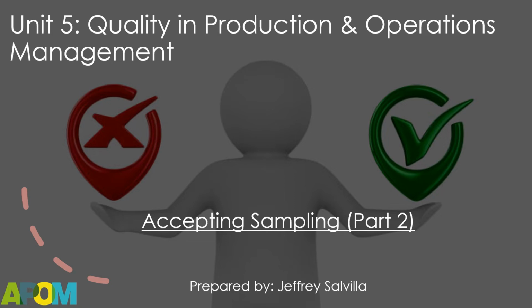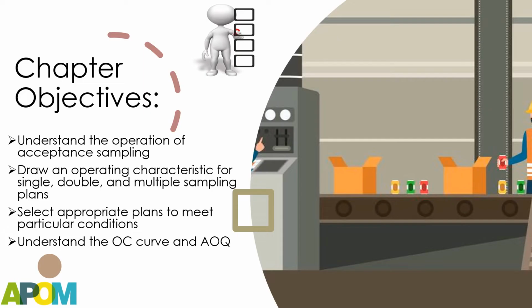This is the continuation of Unit 5, which is Quality in Production and Operations Management. So I will be discussing part 2, which is Acceptance Sampling. Chapter Objectives: understand the operation of acceptance sampling; draw an operating characteristic for single, double, and multiple sampling plans; select appropriate plans to meet particular conditions, and understand the OC curve and AOQ.